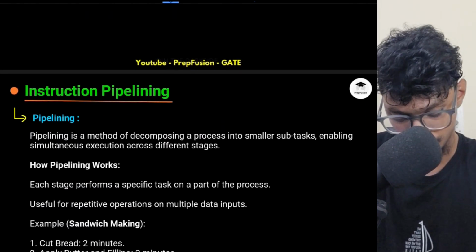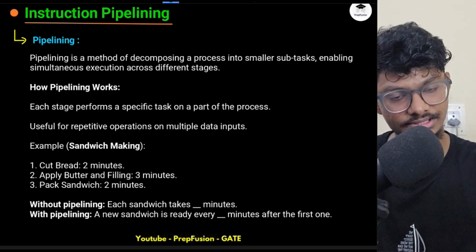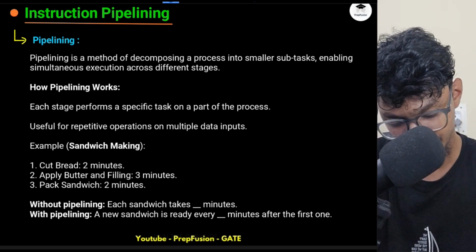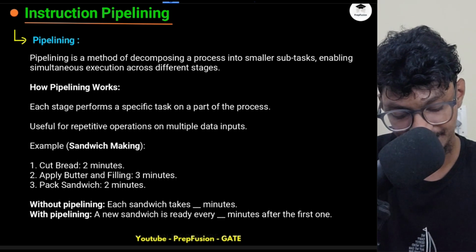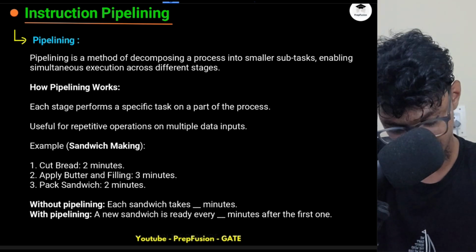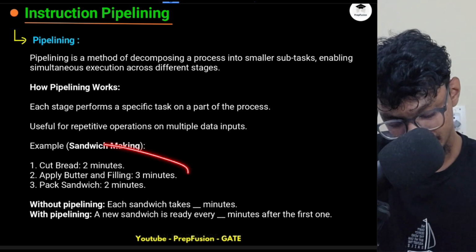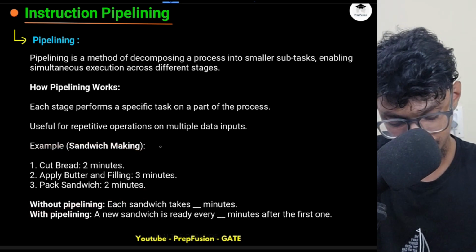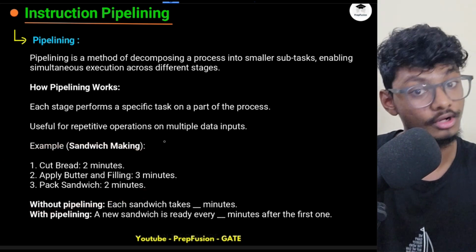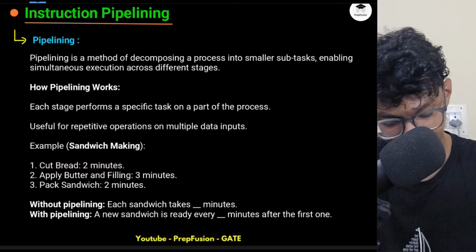Okay. So with the help of an example, we'll understand this. Let's take a basic example. Pipelining is a method of decomposing a process into smaller subtasks, enabling simultaneous execution across different stages. Okay, so let's take an example. You are making a sandwich. To make a sandwich, there are 3 steps. So this is my instruction. Sandwich making is my instruction.